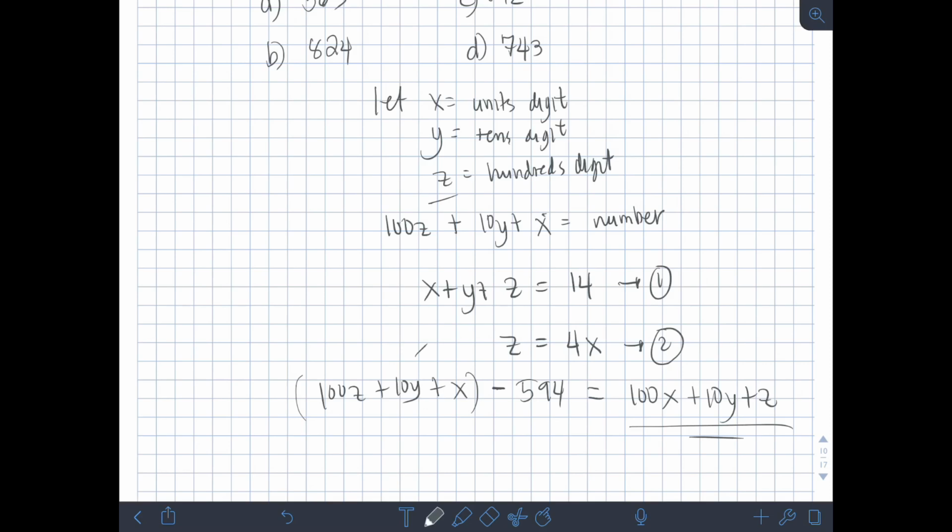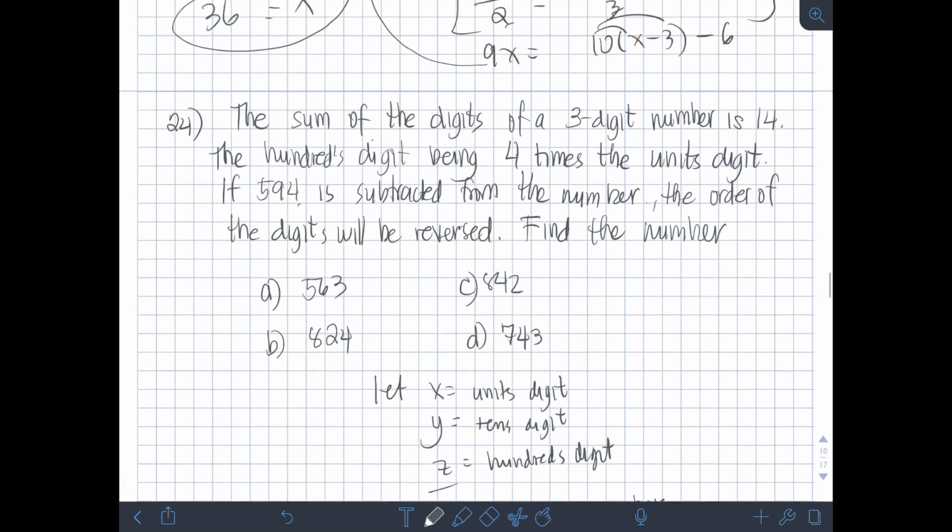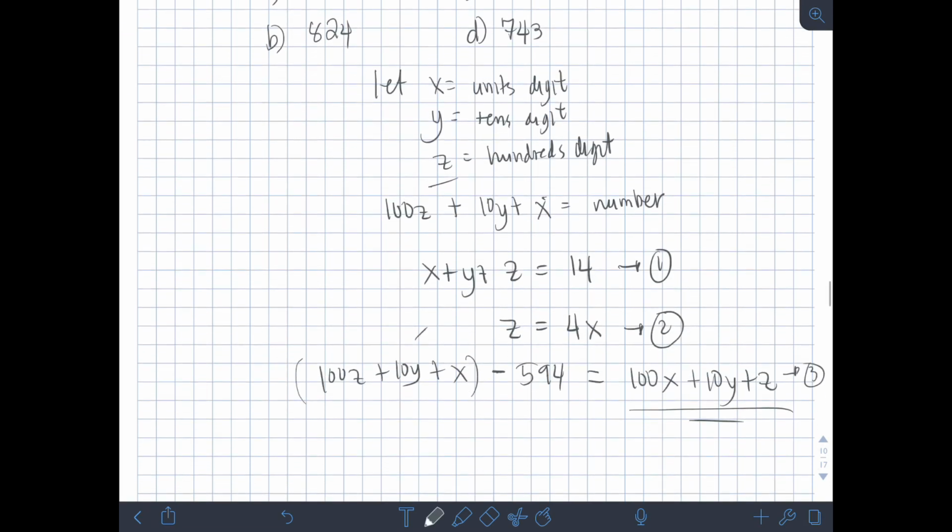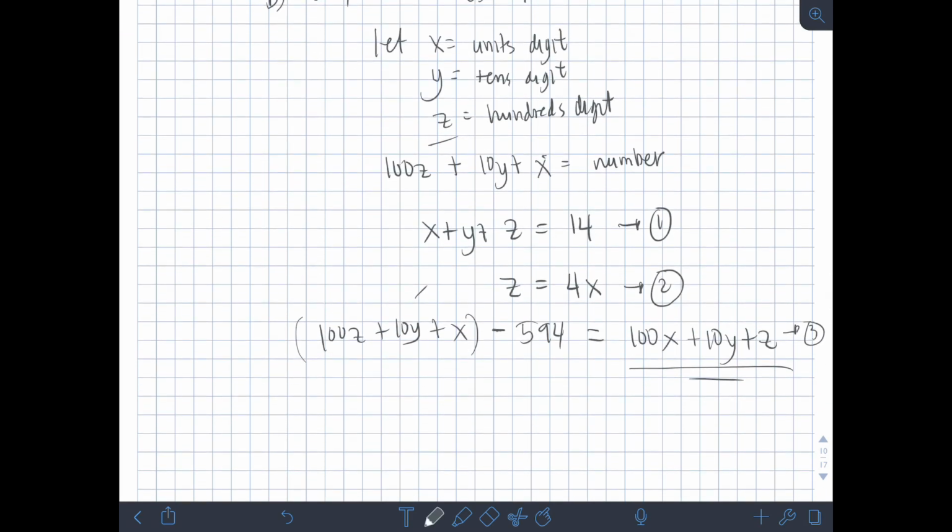So now we have 3 equations in 3 unknowns. Okay? So find the number. Let's simplify this second equation, making it standard. Let's transpose z here. So it becomes 4x minus z is equal to 0.